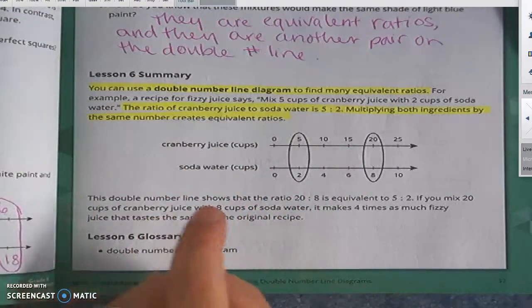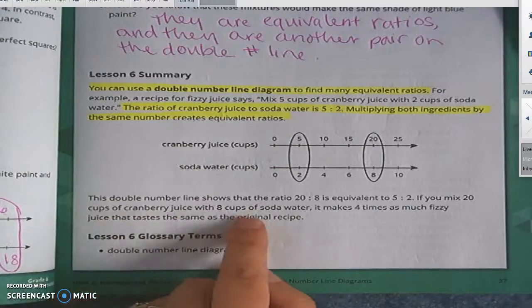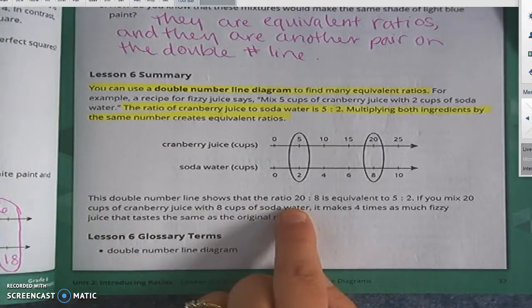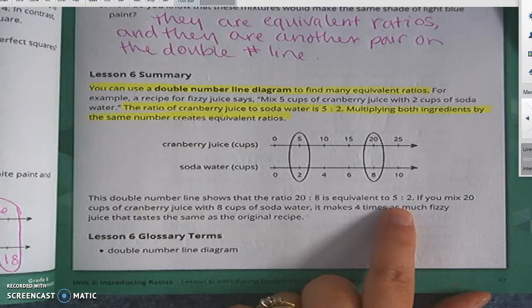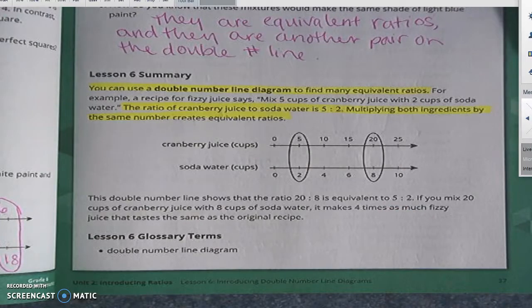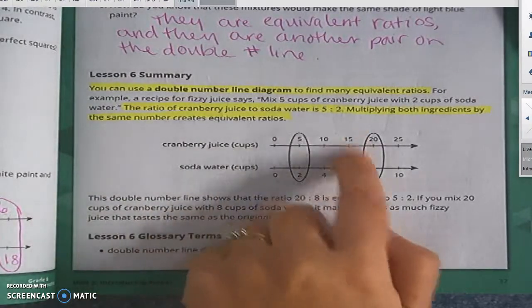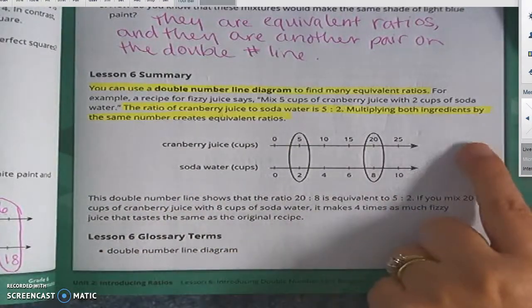Okay. So this double number line shows that the ratio 20:8 is equivalent to 5:2. So if you mix 20 cups of cranberry juice with 8 cups of soda water, it makes 4 times as much fizzy juice that tastes the same as the original recipe. So these are all showing equivalent ratios, and we could keep going.